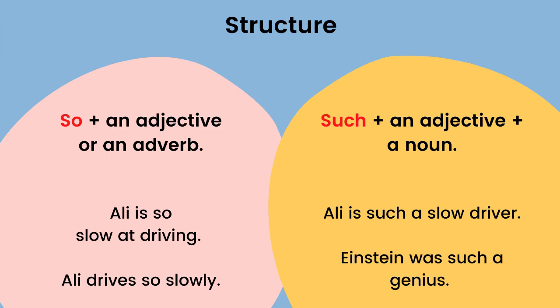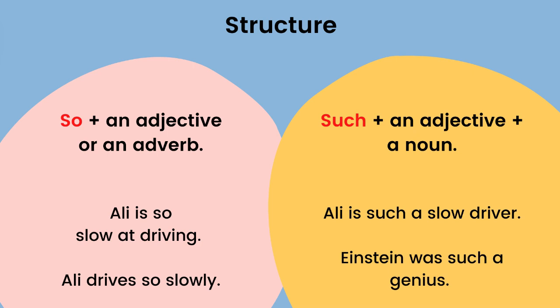Now let's look at such. Such actually has two structures. Here's the first, such, plus an adjective, plus a noun. This is one of the big differences between so and such. It's a very different structure. Look at this example. It's similar to the one we just looked at. Ali is such a slow driver. Can you see the structure? I've used such, plus the adjective, slow. But in this case we have to use a noun as well. So the noun I used is driver. Ali is such a slow driver.